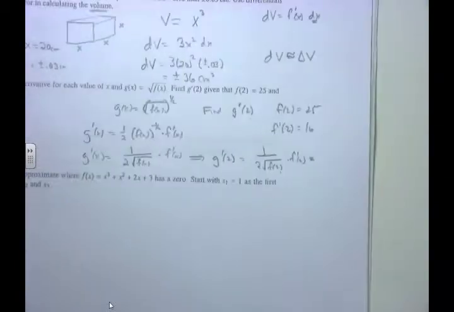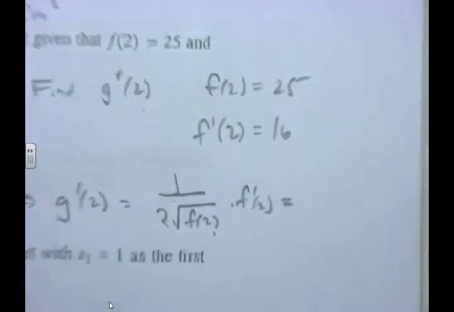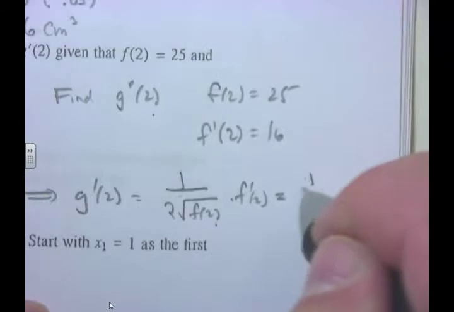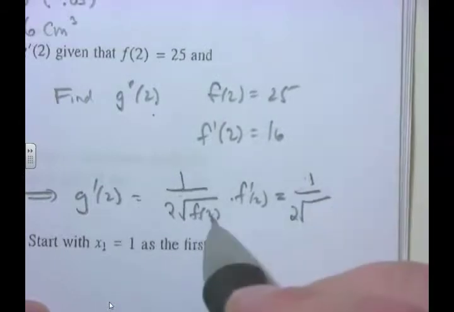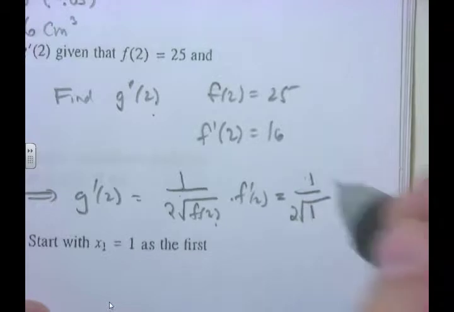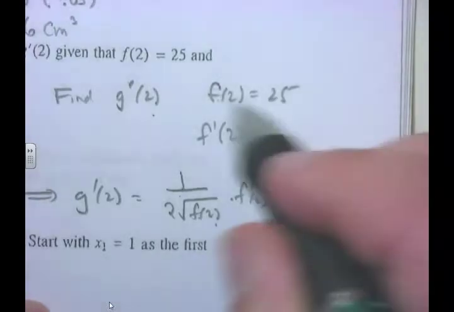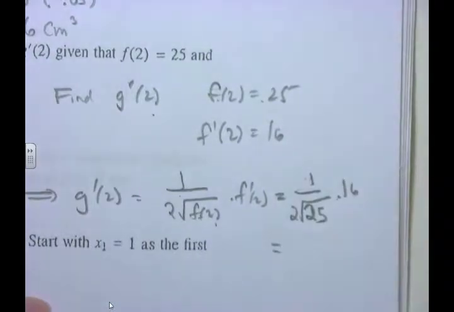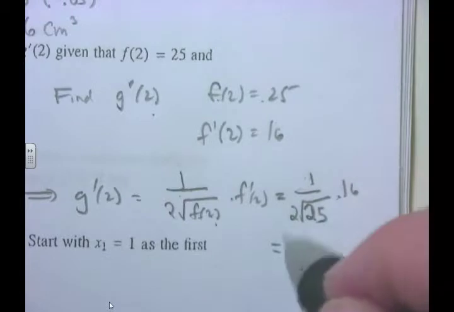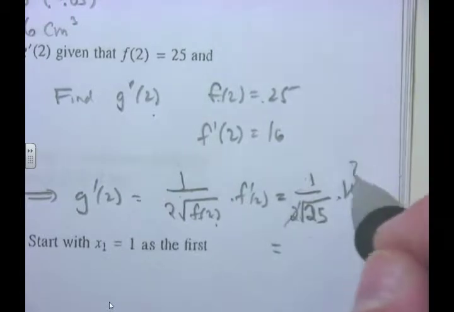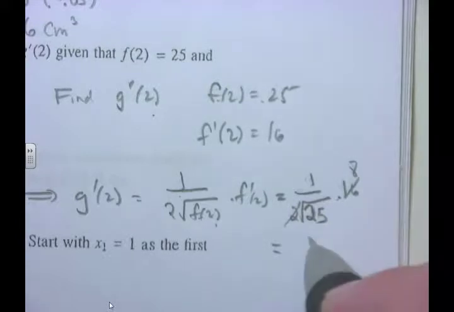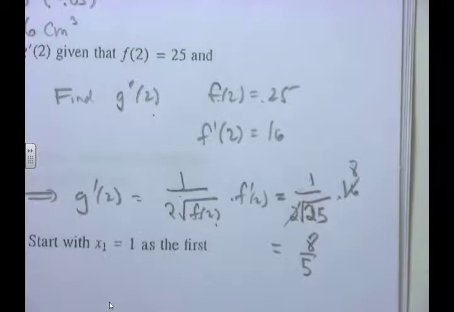At this point, it becomes just crunching in the numbers that we know. What numbers do we know? This is going to be 1 over 2 times the square root. What's f of 2 equal to? 16. I'm sorry, 25. f of 2 is 25. Make sure you put it in the right spot. f of 2 is 25 times f prime of 2, which is 16. I don't think I need a calculator for this. Let's see what we can do here. 2 goes into 16 8 times. What's the square root of 25? 5. So what do I get? 8/5. Does that make sense?